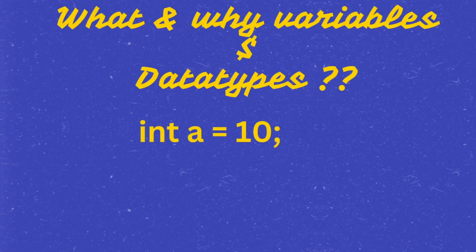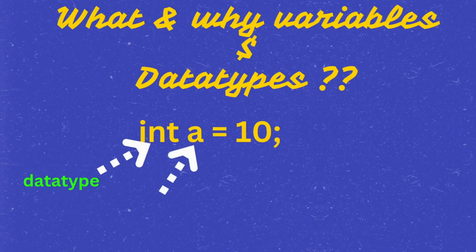You have seen this kind of code, right? int a = 10. Over here, int is called a data type. A is a variable, which can be any variable name, A, B, C, anything you can give for that. That is called a variable name. 10 over here is data or value.